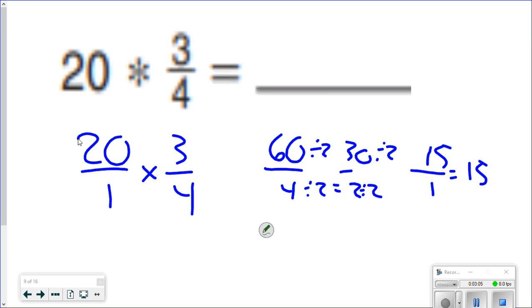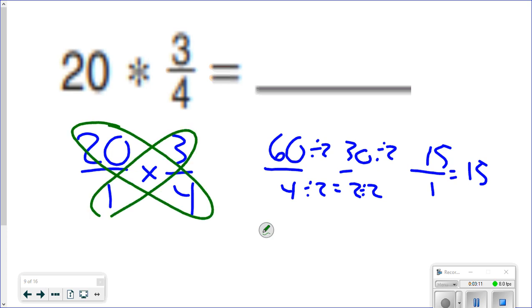You take a look at the numbers diagonal of each other. 20 and 4, and you have 3 and 1. Watch really carefully with this. Let's take a look at the 20 and 4. Is there a number that goes into 20 and 4? There is. You can divide them both by 4. So if I divide 20 by 4, I'll get the number 5. If I divide 4 by 4, I get the number 1. 3 and 1, I can't get any smaller.